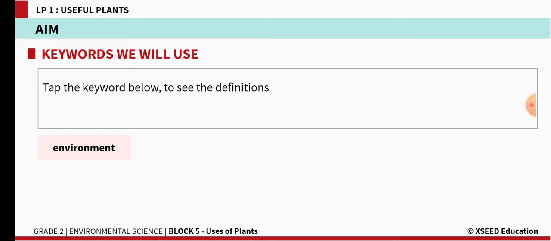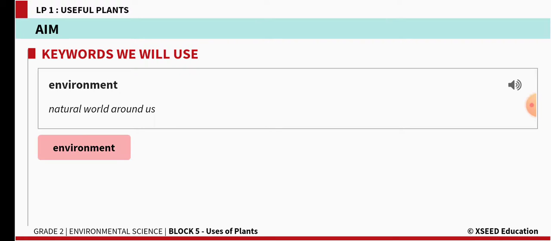So, see the keyword environment. That means the natural world around us. The natural things you see around us, surrounding you, is called your environment. So, in your environment, you might have observed many types of plants, big and small, and you all know that they make the place green and also they give us the fresh air to breathe. That is why plants are called our friends, green friends. They make our environment green, no, children?